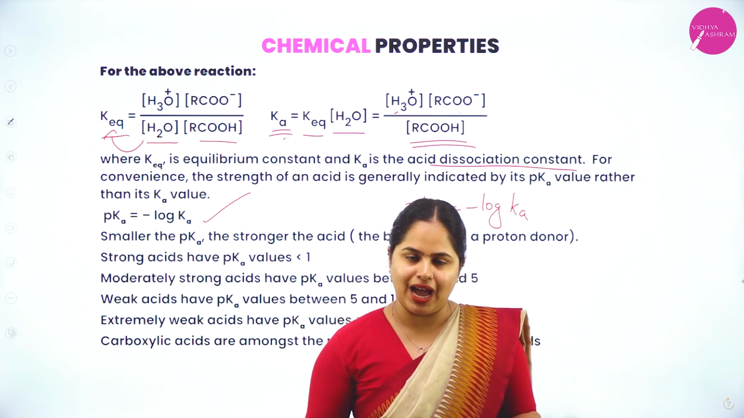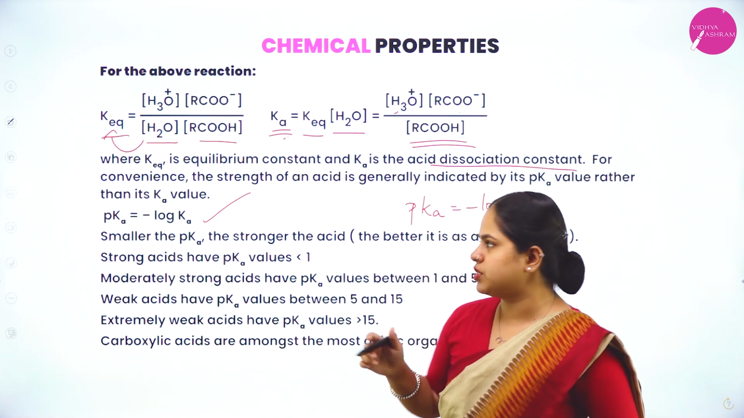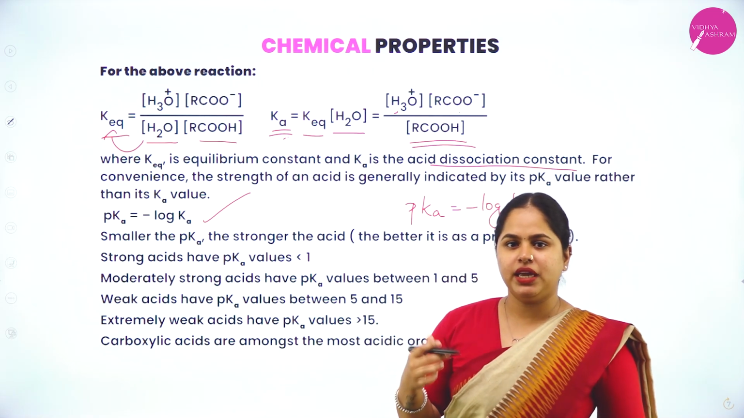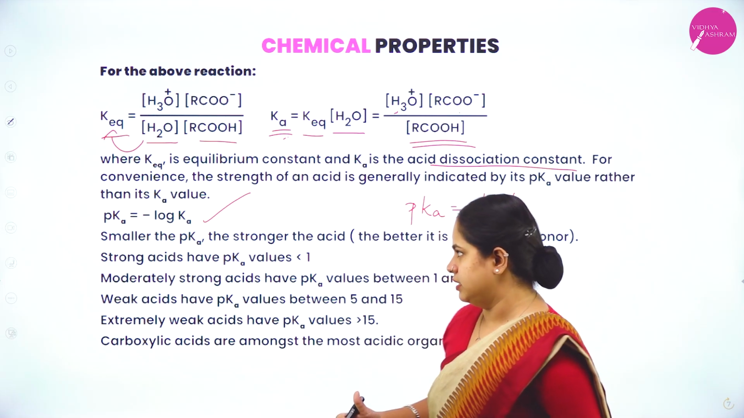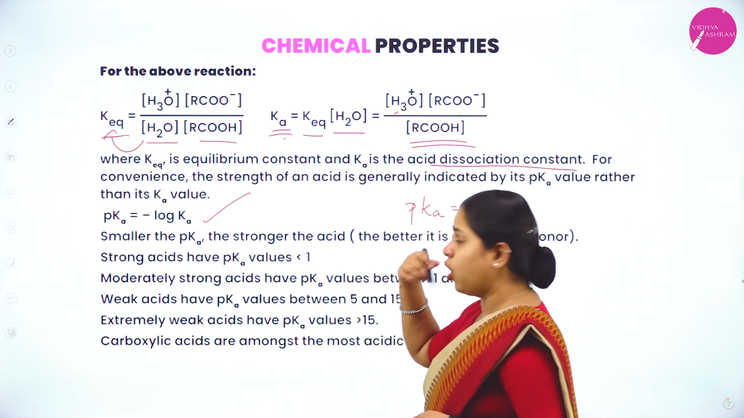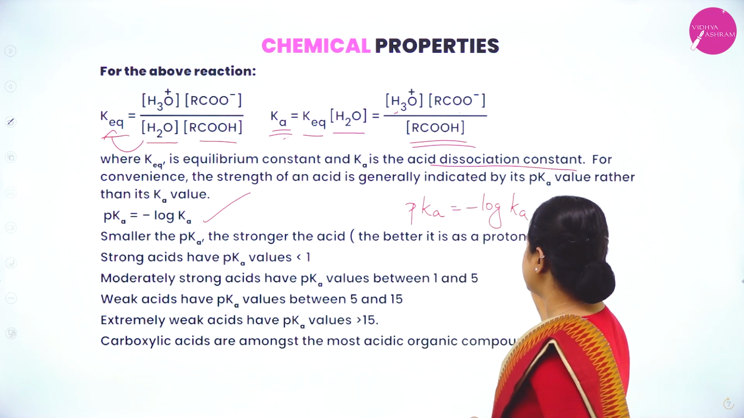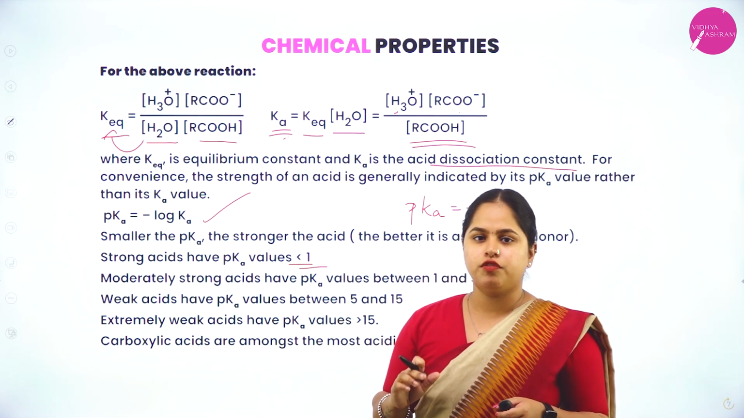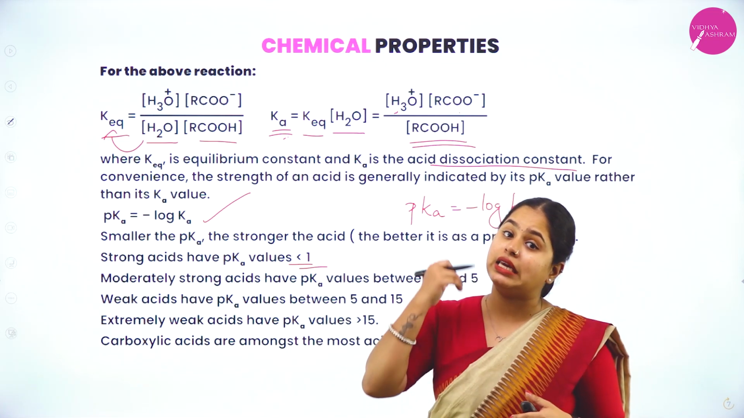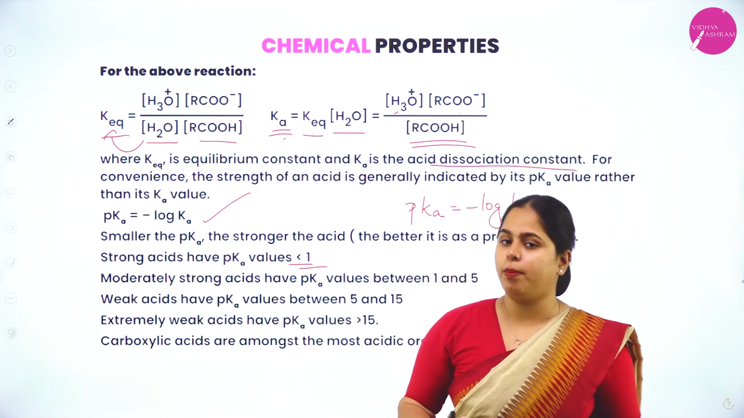Dissociation constant of an acid. Once that is calculated using this equation, we can calculate the pKa value of an acid, from which we can tell how strong or weak the acid is. So the smaller the pKa value, the stronger the acid, the better it is as a proton donor. Strong acids have a pKa value less than 1. So what you have to remember: stronger acids will have a high Ka value and a very low pKa value.